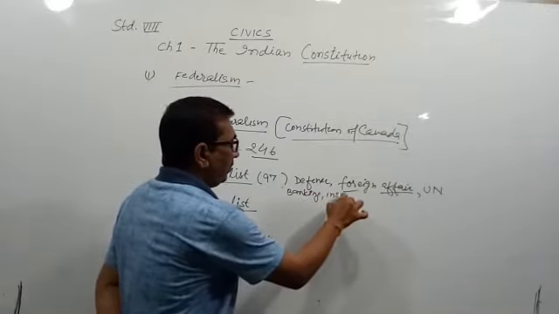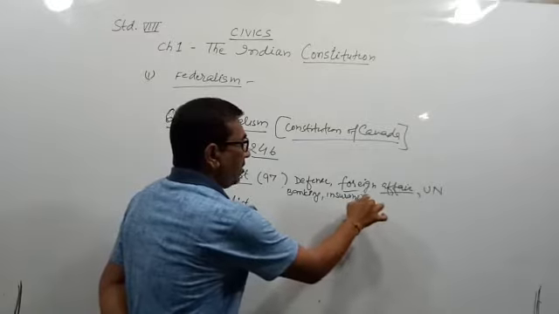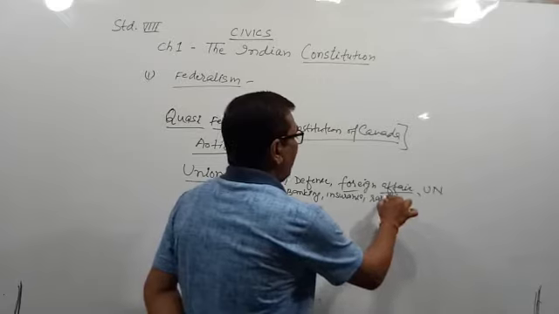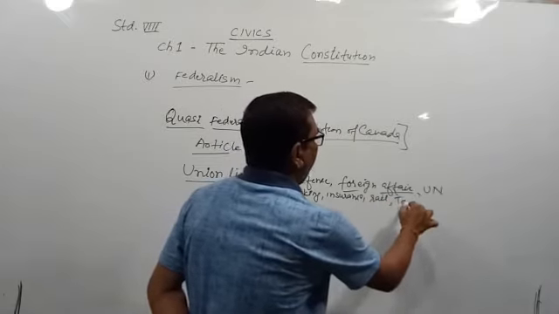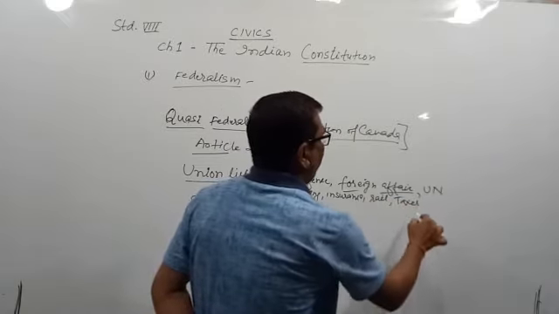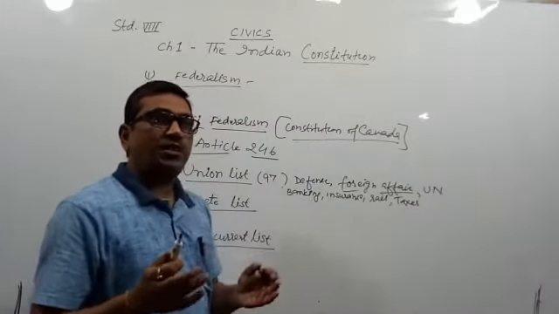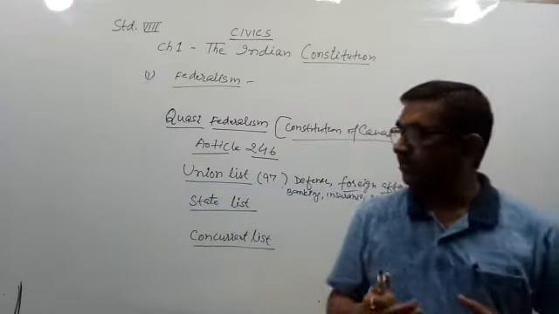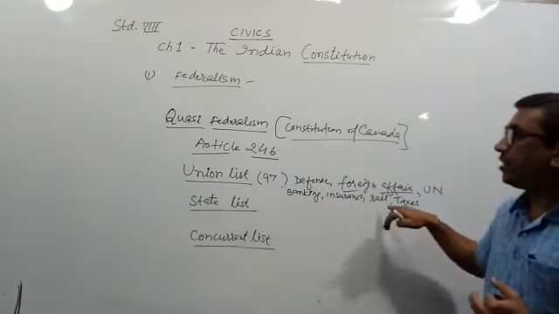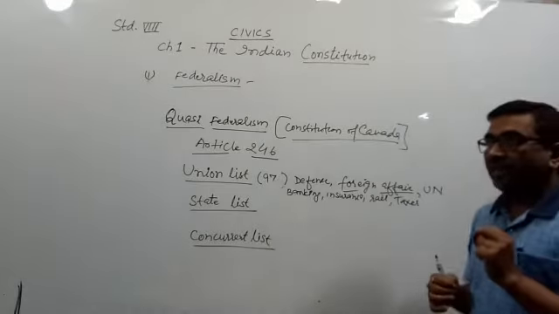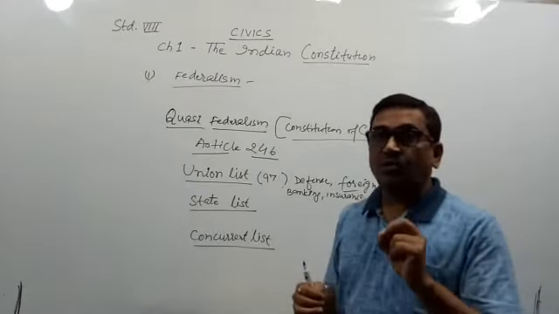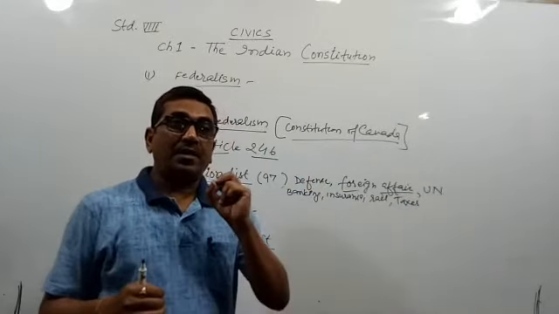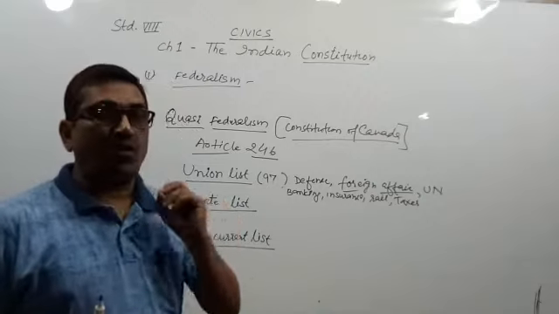Then we have insurance. Then we have rail. Then we have taxes. It means all the subjects which have been defined as having national importance are included in the Union List. It means the subjects which are mentioned in the Union List, only the union government, the central government, can frame the laws.